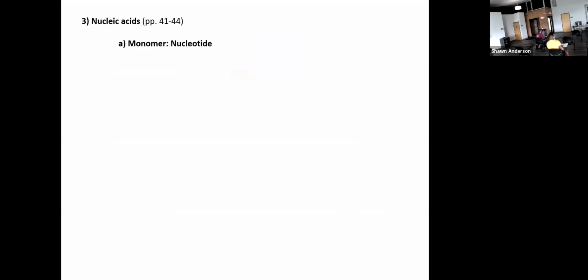Nucleic acids. The monomer is nucleotide. You need to be able to identify all the parts of this thing. I'm telling you that. It's in red. Know it. Just know it.